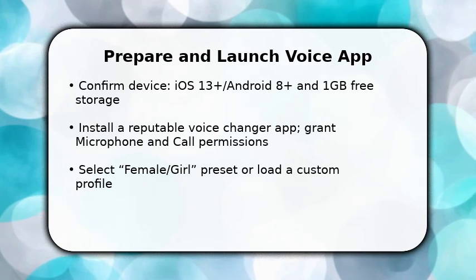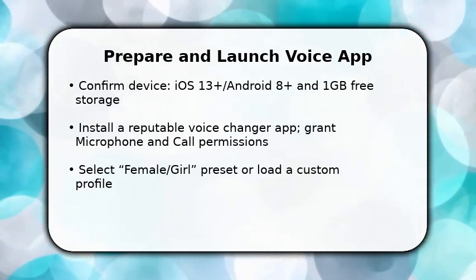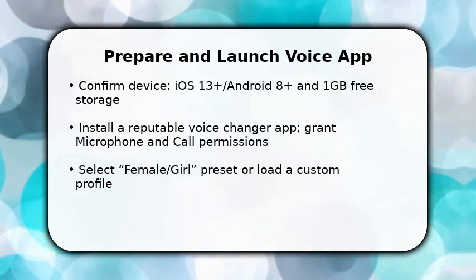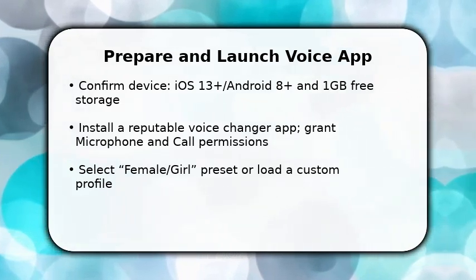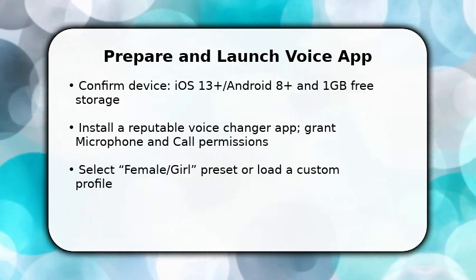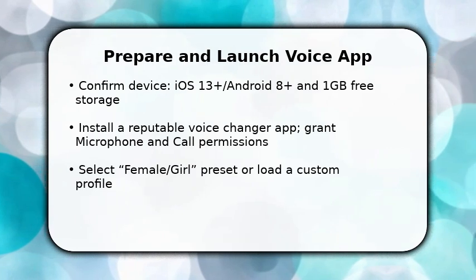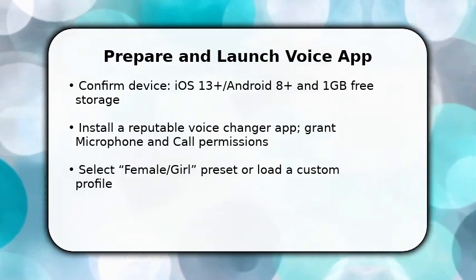You start by opening the Voice Changer app and granting microphone and call access permissions. This lets the app process live audio. Once done, pick the female or girl preset. You can use a built-in profile to save time. Make sure your phone's Do Not Disturb is off and call routing is set to the app if required.